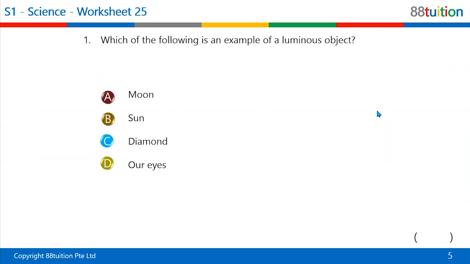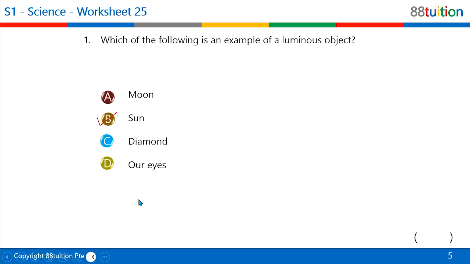Back to question 1. Example of a luminous object. That means it can give out light on its own. The moon, the sun, diamond, our eyes. Which one? The answer can only be the sun. All of you got it right. Good.